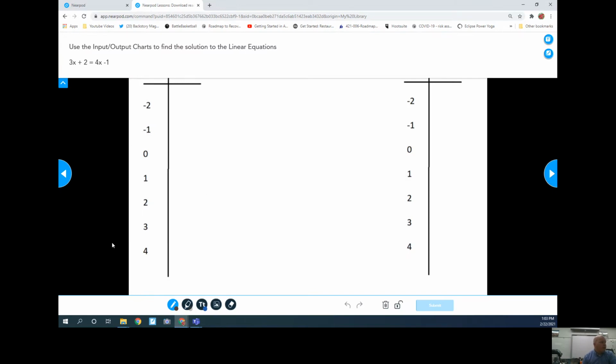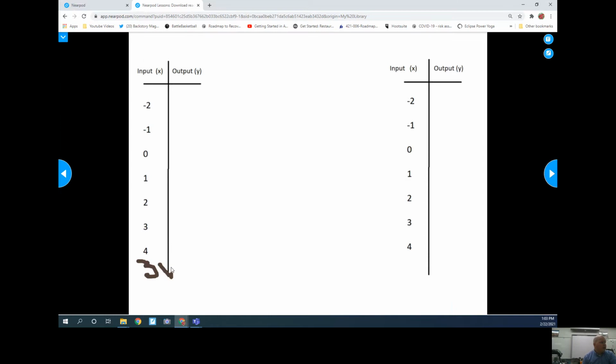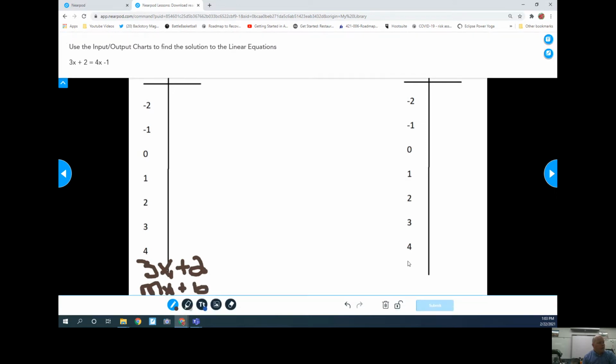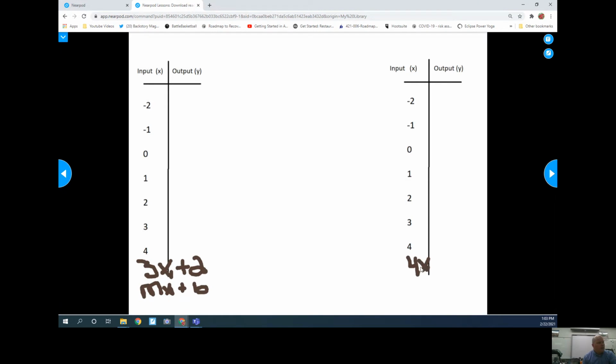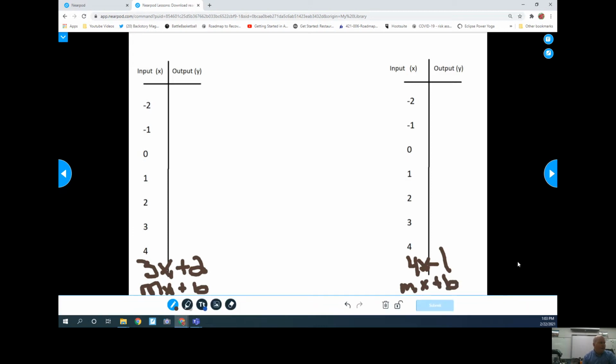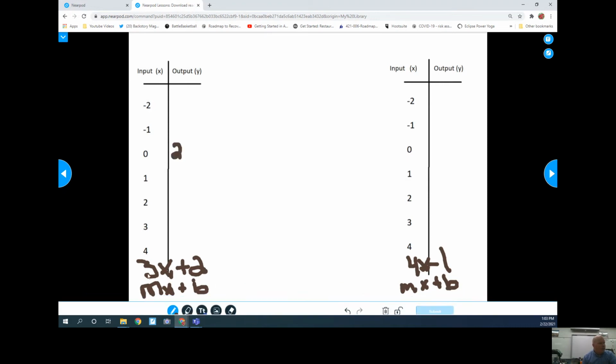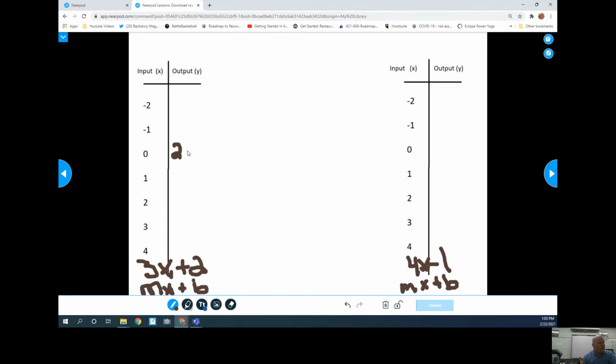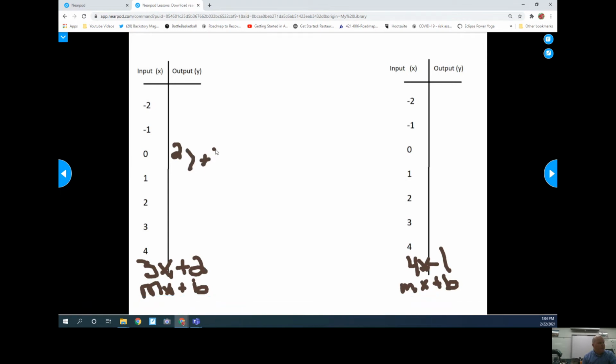So we have our 3x plus 2 on one side, so I'm going to write in my 3x plus 2. So here's my mx plus b under it. And 4x minus 1. Again, I have my mx plus b here. Okay, so from here, the b is when x equals 0, so I'm going to move my 2 to where x equals 0. The pattern or the slope is plus 3.